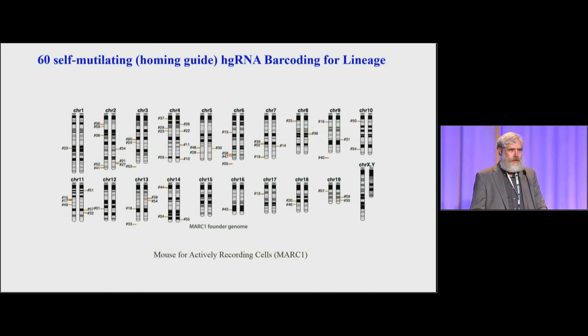This is not our very first paper in 2013. We had beautiful software that would predict off targets and avoid them. This was not used in this case. They're all random guide RNAs scattered all over the genome, and worse than that, they keep mutating themselves. They home to themselves and change themselves, and they keep generating new targets and new off targets. And nevertheless, they persisted, these mice.